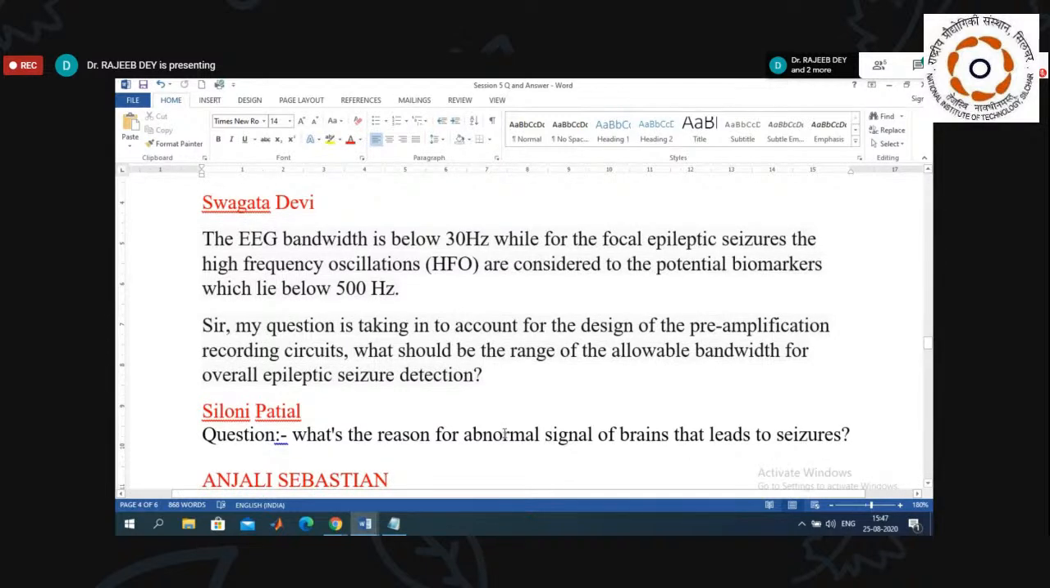EEG bandwidth is below 30 hertz, while for focal epileptic seizures, HFOs are considered a potential biomarker. My question is, for the design of the pre-amplification of the recording circuit, what should be the range and the allowable noise for the overall system? So this is a good question. There have been some studies looking at the predictive value of high frequency oscillations as a potential biomarker.